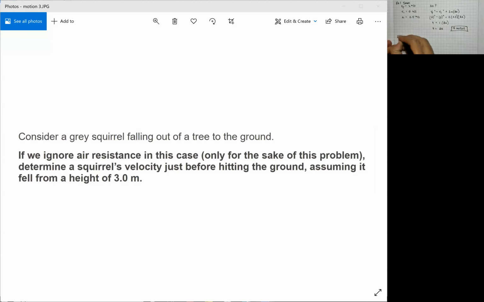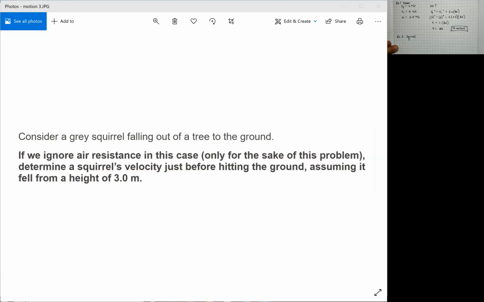Example 2 is going to be about a gray squirrel. So it says, consider a gray squirrel falling out of a tree to the ground. If we ignore air resistance in this case, determine a squirrel's velocity just before hitting the ground, assuming it fell from a height of 3 meters.